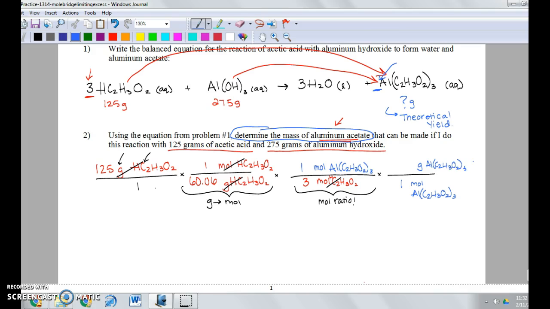AlC2H3O23. So I'm going to really quickly figure out my molar mass of AlC2H3O23. Okay, so now that we've got our molar mass in there, we want to look at this very last step. This very last step takes us from moles into grams of our new substance. That's why this time we multiplied by the molar mass. Here we divided by the molar mass because we're going away from our grams.